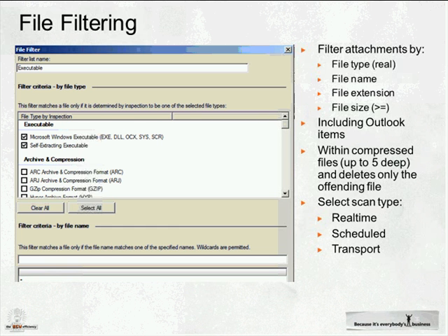Forefront Protection for Exchange also supports up to 5 deep compressed file inspections and allows you to select files for a specific scan type.